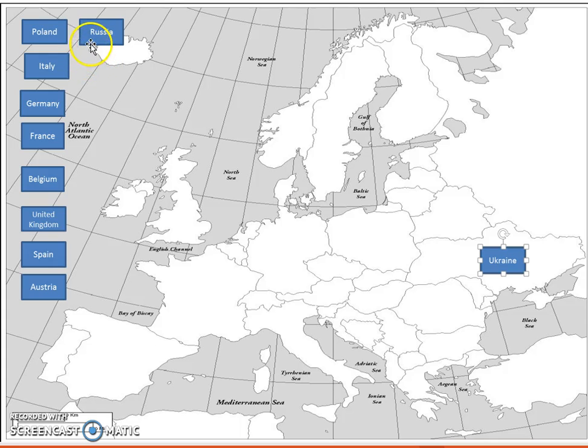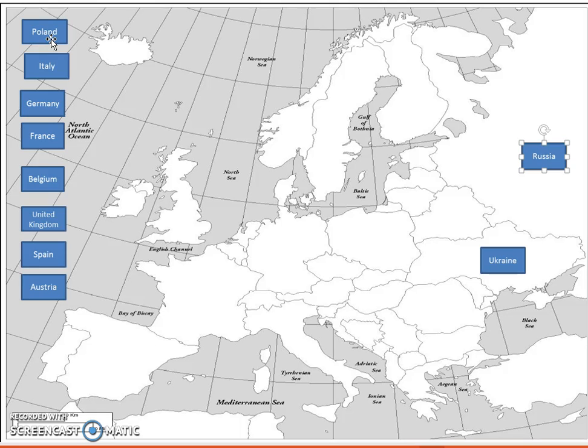Find the country of Russia. Point to it, and the country of Russia is right here, and this is the country that has been annexing some areas of the Ukraine. Remember, the Ukraine used to be part of the Soviet Union, so there's been a number of disputes over whether those areas should belong to Russia or the Ukraine. So there's been some fighting in the news over the last year.